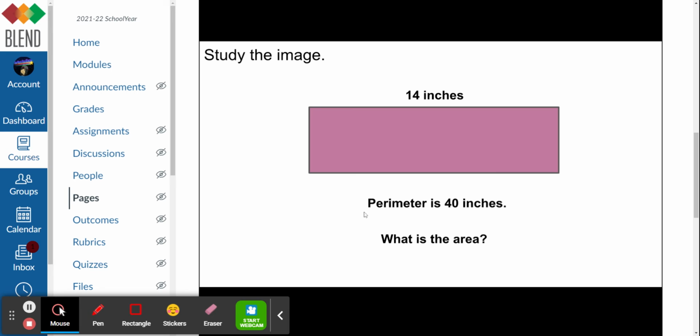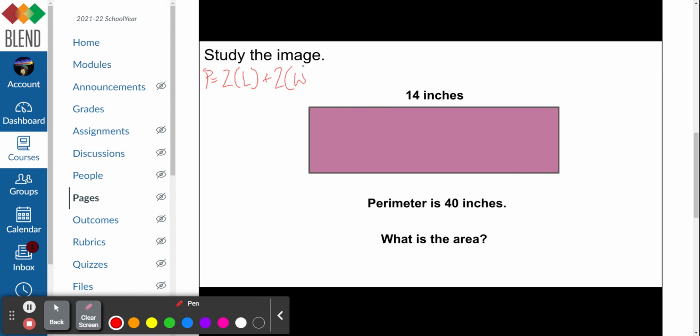All right, so study the image. This side is 14 inches. The perimeter is 40 inches. What is the area? So this is a 2-part problem. So the first thing I'm going to do is we are going to use the perimeter formula. Perimeter equals 2 side lengths plus 2 side widths to find out what the missing side length is or what the width is, because we don't know that. And then after that, we can use the area equals length times width to find our area.